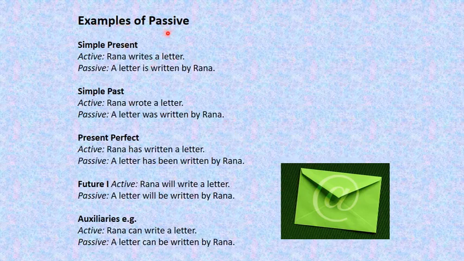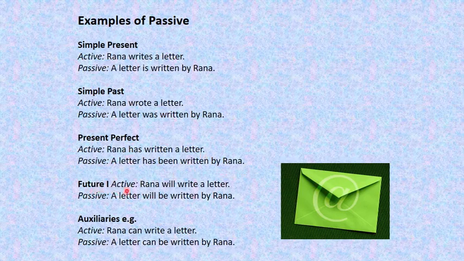Now let's see some examples of passive pertaining to different tenses in the English language. When it comes to simple present tense, Rana writes a letter. The passive would be a letter is written by Rana. Simple past tense. Rana wrote a letter. A letter was written by Rana. Present perfect. Rana has written a letter. A letter has been written by Rana.